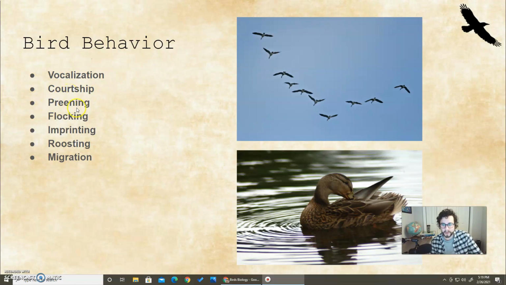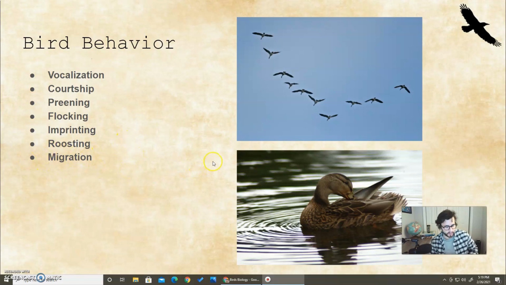Preening is something that all birds do as well. You can see this duck down here doing that. He's finding a gland on the backside that produces oil, and then they rub that oil throughout their feathers. Helps to keep them waterproof and clean and free of parasites.